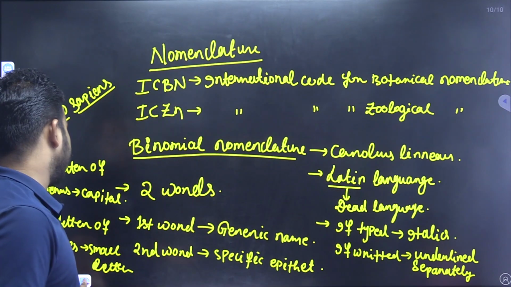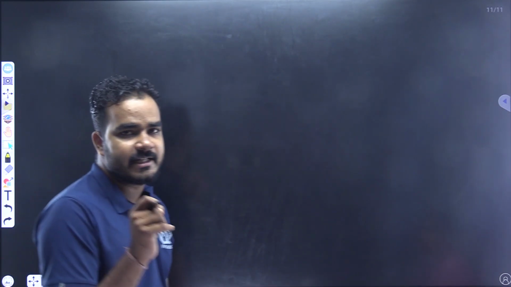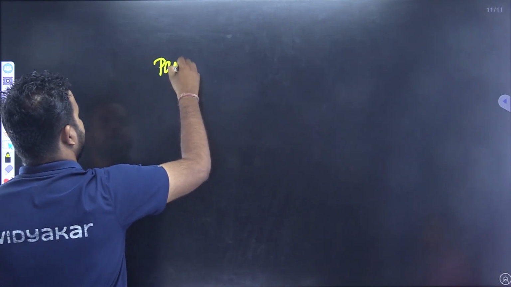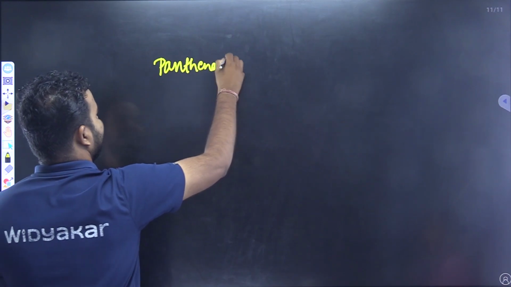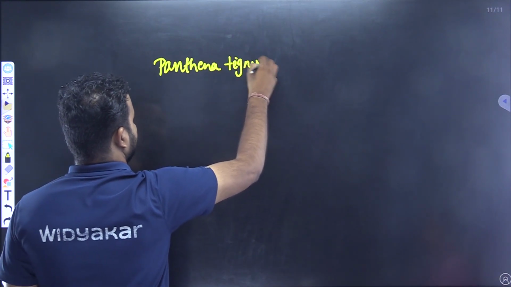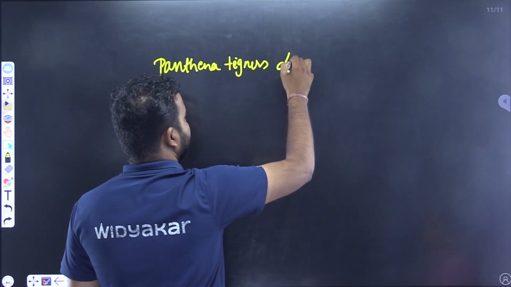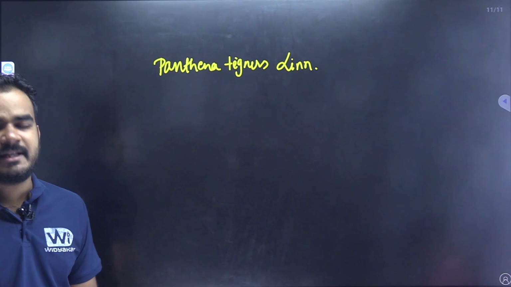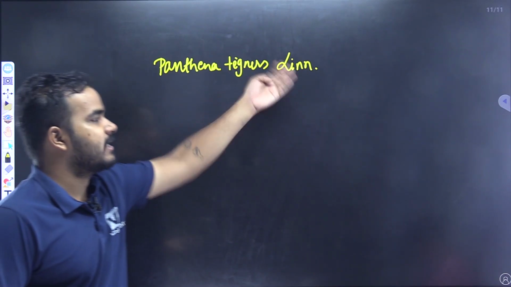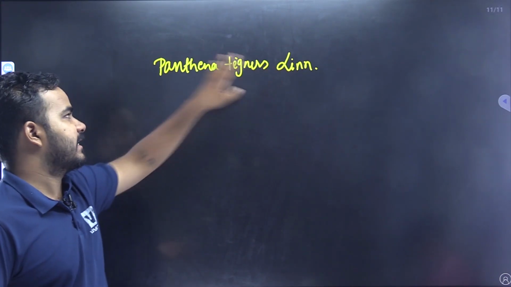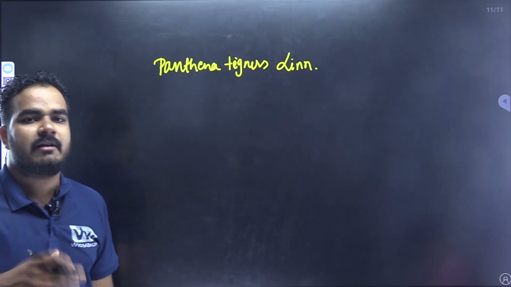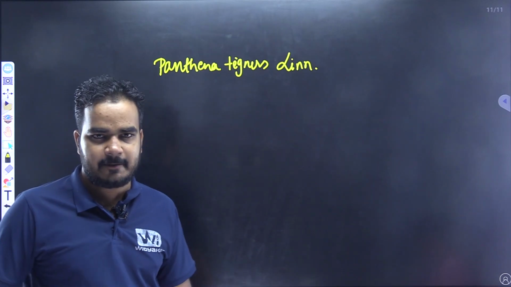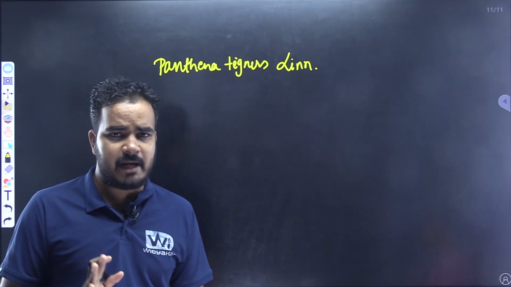Another rule is that we can write the name of the scientist who discovered the organism. Suppose I write Panthera tigris, and after that I put Linn. This belongs to Linnaeus. That means Linnaeus is the scientist who first described this particular organism. So that's why the name is there. Okay, so this is all about binomial nomenclature.